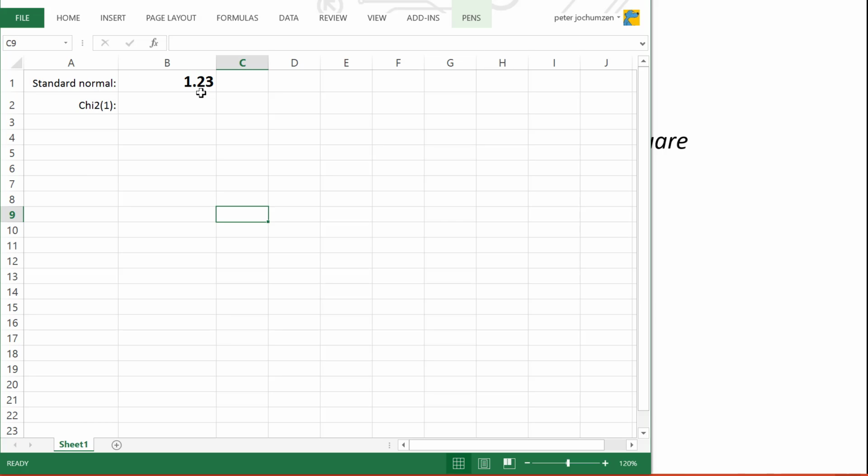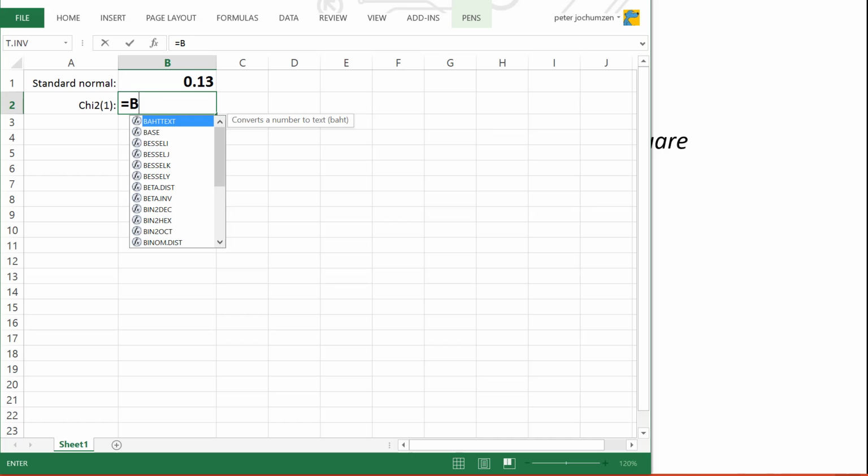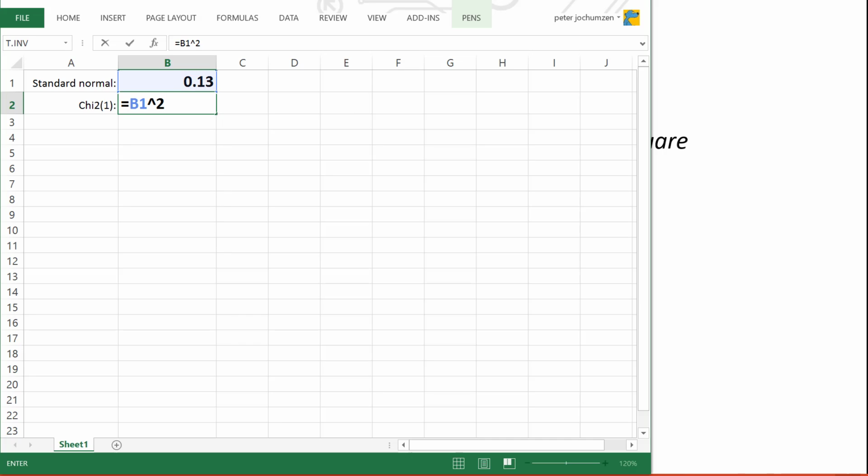Like this, and if I press F9, we know a little bit about the properties of the standard normal. Its expected value is 0, its variance is 1. There's about a 95% probability of getting a number between plus minus 1.96, for example. So using that, we can simulate a random number from the chi-square simply by taking the square of B1. So if I do B1 squared, this is going to be a simulated random number from the chi-square 1 distribution.